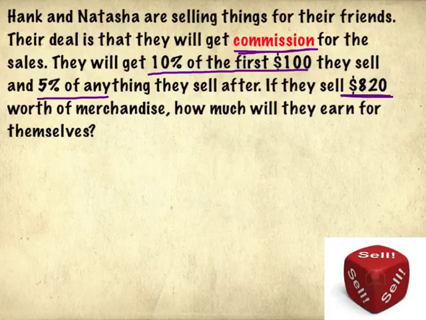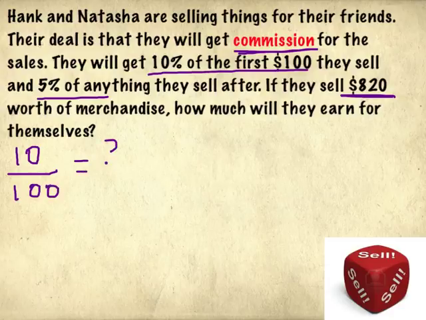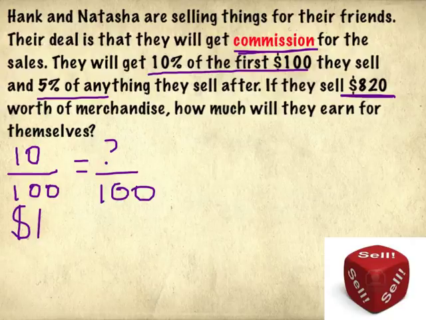So we'll start with, they sold $820. Now I know that for the first $100, they're going to get to keep 10%. And this is really easy to do in my head, and I'll show you why. 10% of $100, so that's going to be 10 out of 100. And I want to know how much that equals out of $100. Well, look right here. The bottom is the same. So 10 out of 100 is going to equal 10 out of 100. So what's 10% of $100? It's going to be $10. So they're going to get $10 on that first $100 they sell.